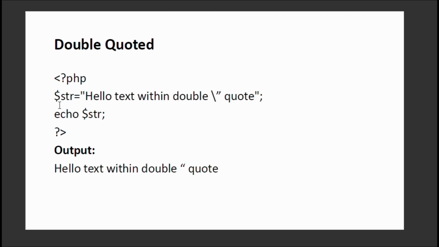Here is one more example of a string but in double quotes. Here you can see $str is a variable name, and it holds the value hello text within a double quote. The backslash is used to print this double quote, and when we print the string, we will get the output as hello text within the double quotes and this symbol as well.